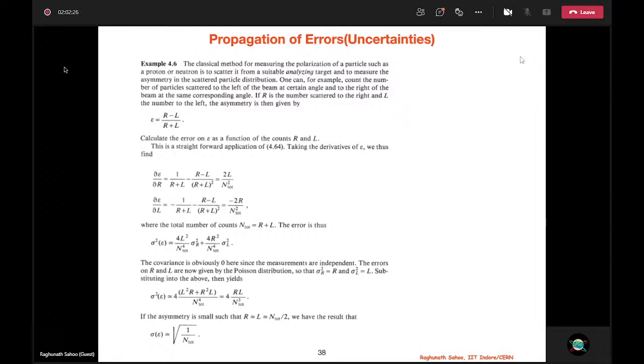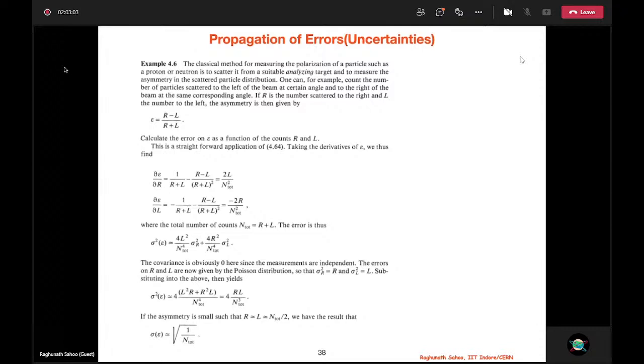R minus L divided by R plus L. For example, I want to see if the particles are emitted symmetrically in the whole phase space, or if I divide the phase space into two hemispheres, left and right, then there will be preferential emission. Okay, more particles are emitted in a certain direction. Then I can define this kind of ratio, and if there is any preferential emission, this will be non-zero. And if both are the same, R is equal to L, then your asymmetry is equal to 0. So I can define this kind of ratio to study the asymmetry.